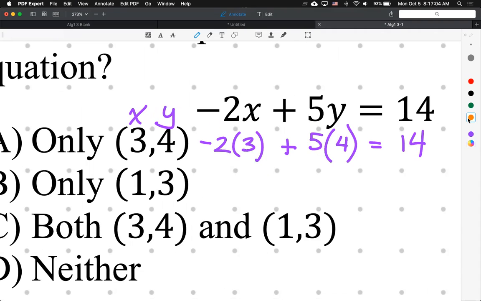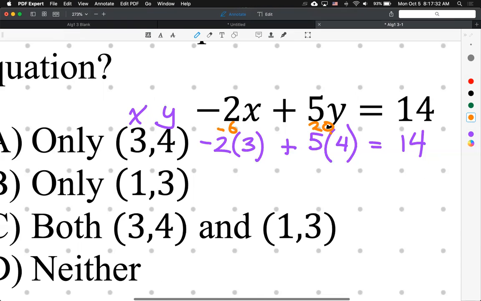All right, this is where I need some people to help me with some mental math. -2 times 3, quiet raise hand. Diego. -6. I'm going to put a -6 up above here. -6, 5 times 4. Alden. 20. And then another mental math problem. If I add together -6 and 20, these two add up to 14. Quiet raise hand, guys. Yes, it is 14.